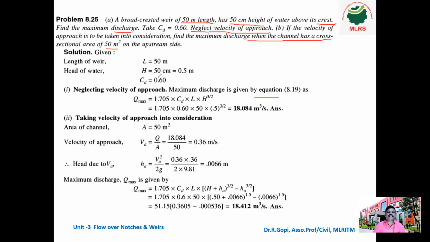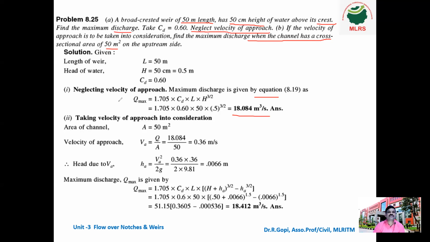1.705 into CD, CD is 0.6, and L, the length of the weir, is 50 meter, and the height is 0.5 meter. So we got an answer of 18.084 meter cube per second. So this is the discharge value.